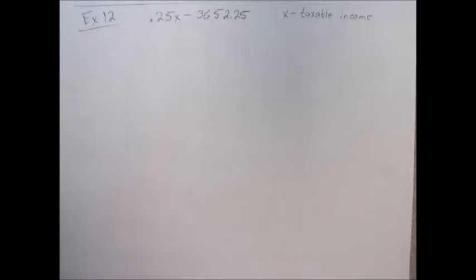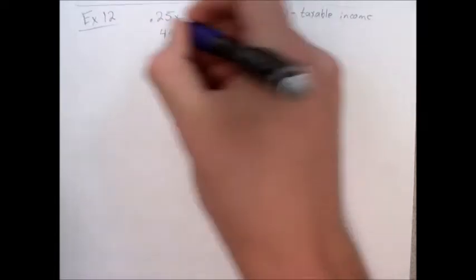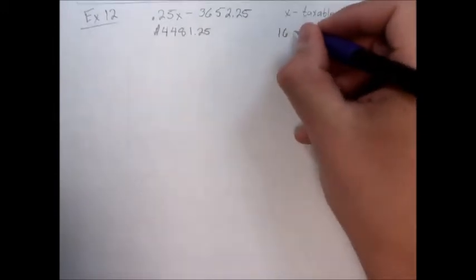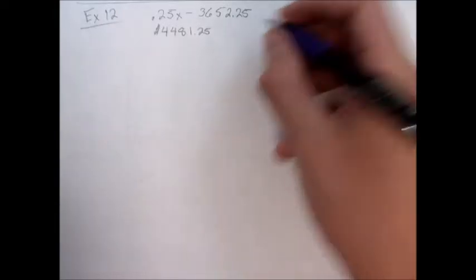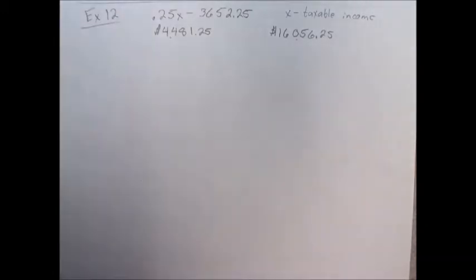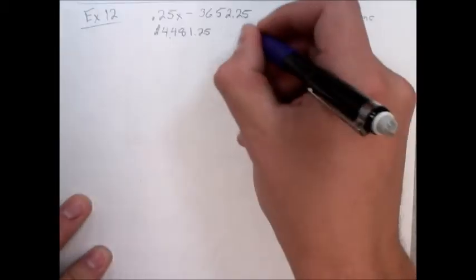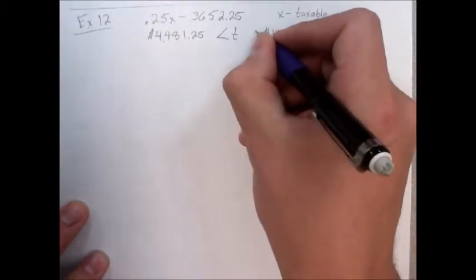For this tax bracket, the tax due is more than $4,481.25, but not more than $16,056.25. So it was more than this, but not more than this. Determine the range of taxable income for this bracket. Okay? So our tax must be more than this, but less than that.